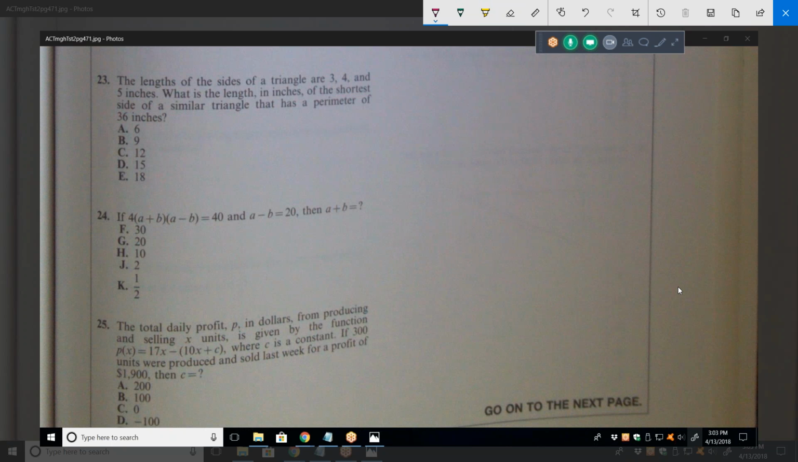Number 24, pretty common subject. In other words, by that, I'm talking about difference of perfect squares. That's what you're looking at here. Now, they tell you what A minus B is, and they want to know what A plus B is. How do I solve for A plus B? So I got to solve for that right there.